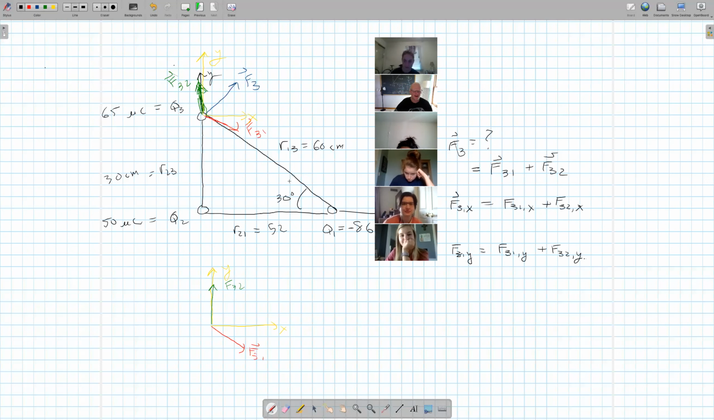Now, what I know is what? This is a 30-degree angle, which means that alternate interior angles are the same, so this is also a 30-degree angle. So this angle here is going to be 30 degrees. Okay.